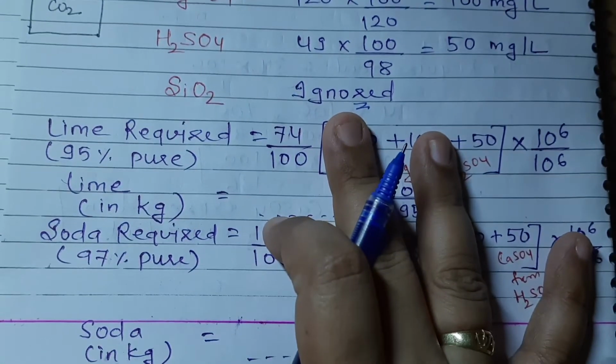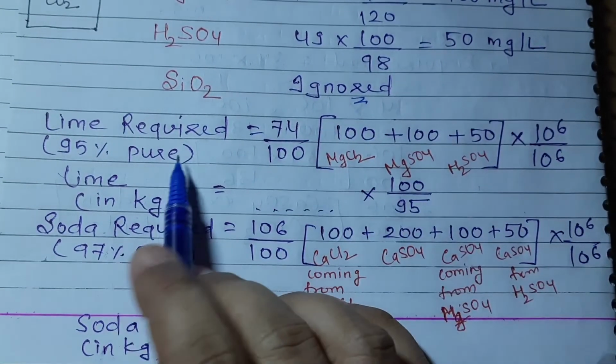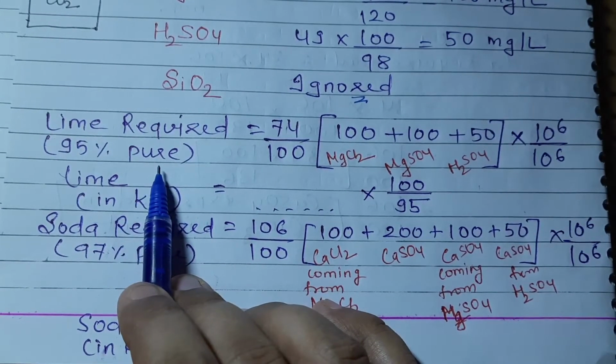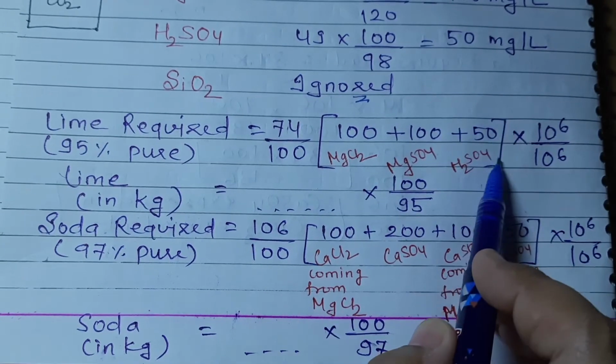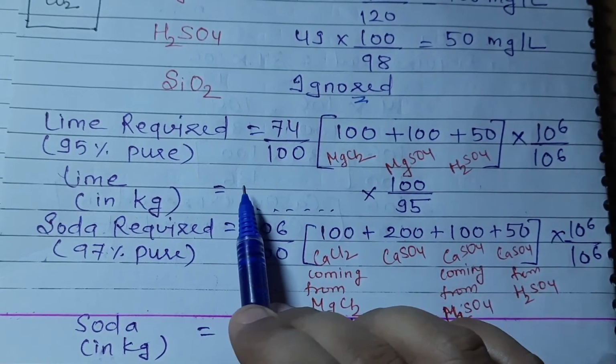Now we will use the formula lime required. 95% pure lime is given to us, 74 upon 100, and we have put all these quantities as per the formula we discussed earlier.